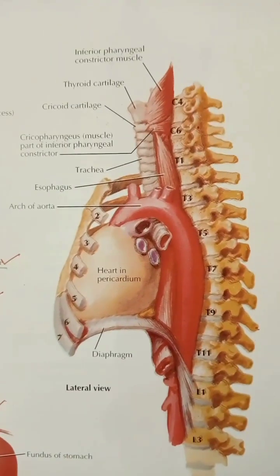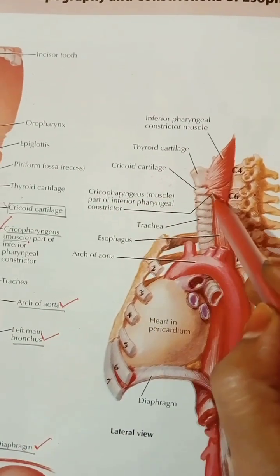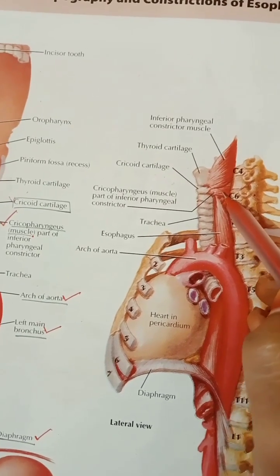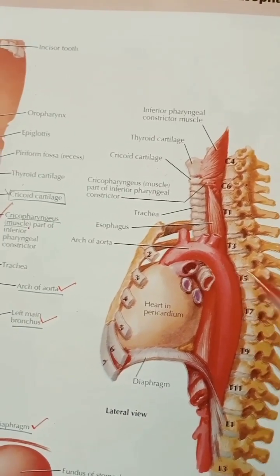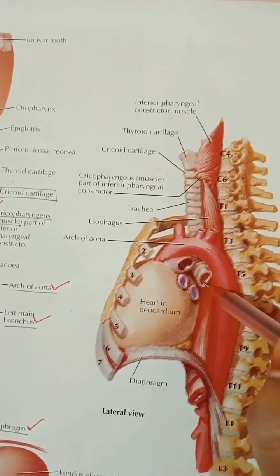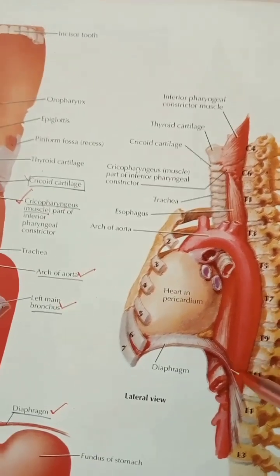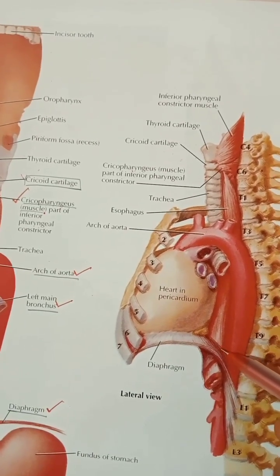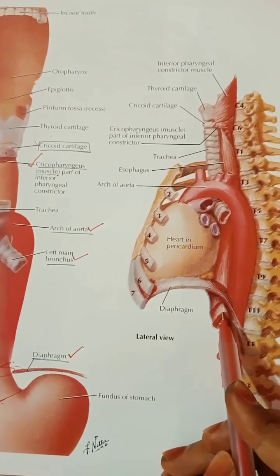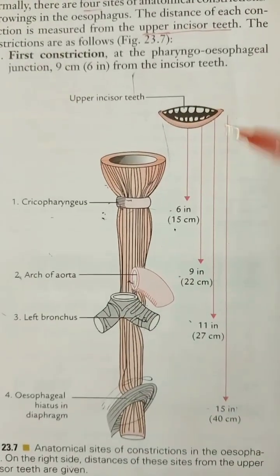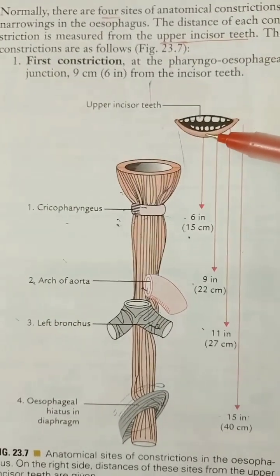In the lateral view, we can see it is constricted by the cricopharyngeus muscle, and then by the arch of aorta. Then it is constricted by the left principal bronchus, and then the last constriction is produced when it passes through the esophageal opening of the diaphragm. This one is the diaphragm.